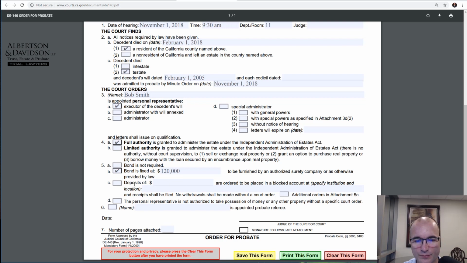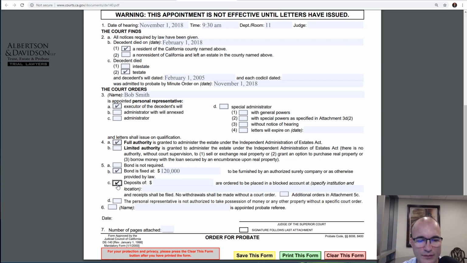They also have an option of putting something in a blocked account. That doesn't typically happen, but if the court were to order some of the estate money in a blocked account, then you would indicate that right here with C. And D is the personal representative is not authorized to take possession of money or other property without a specific court order. Those are rare cases, but if the court were to order that, then you would check that.